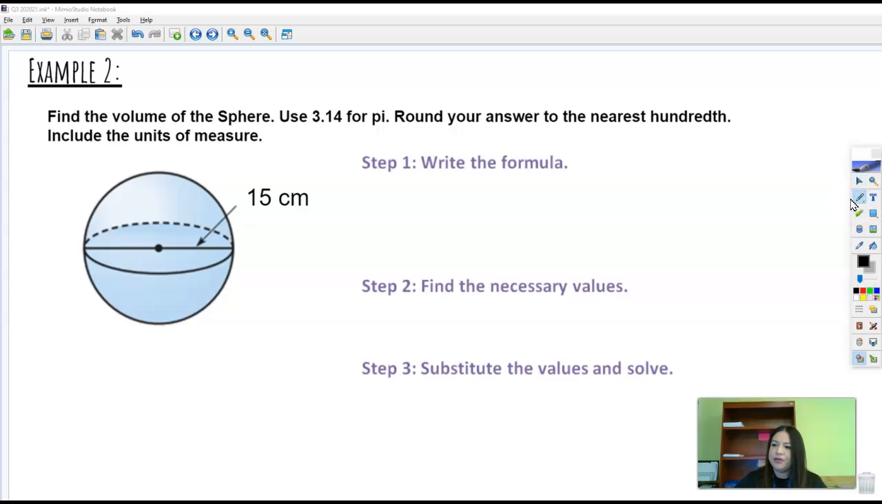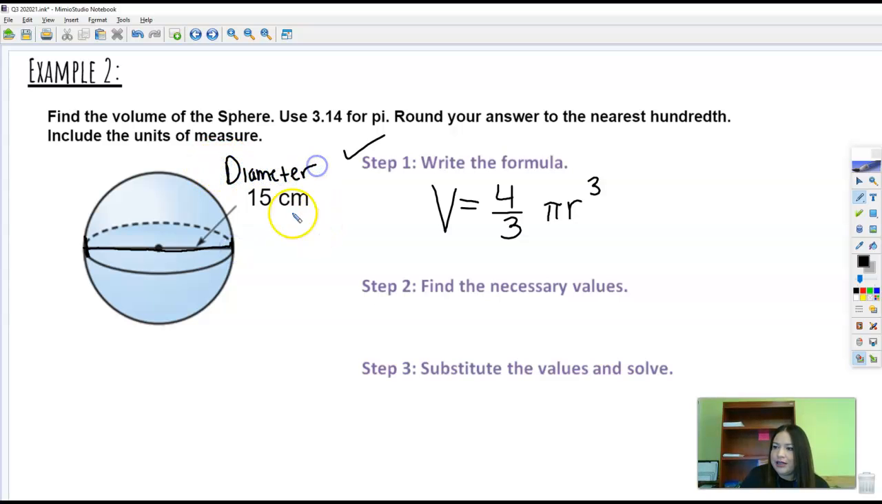Okay, so first of all, it's a sphere, so I'm going to write down my formula. Volume is equal to 4/3 times pi times radius to the power of 3. So I wrote my formula, done. Find the necessary values. Now I need radius. Look at your picture. This is not a radius. It's going all the way from one end of the sphere to the other end of the sphere. This is what we call a diameter. And I need the radius.